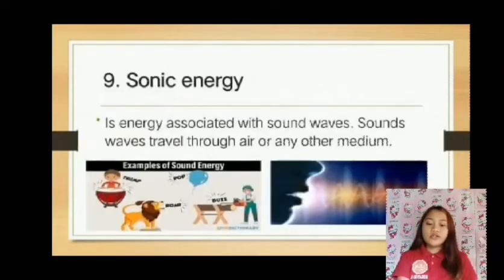Sonic energy. Sonic energy is an energy associated with sound waves. Sound waves travel through air or any other medium. So, sonic energy is produced when an object vibrates, which results in noise. The sound vibrations cause waves of pressure that travel through a medium such as air, water, wood, or metal. Or in short, sonic energy is sound waves. Sound is vibration. The movement caused by sound waves is a type of kinetic energy. Examples are the vibration of a guitar string, our voice, or a song.